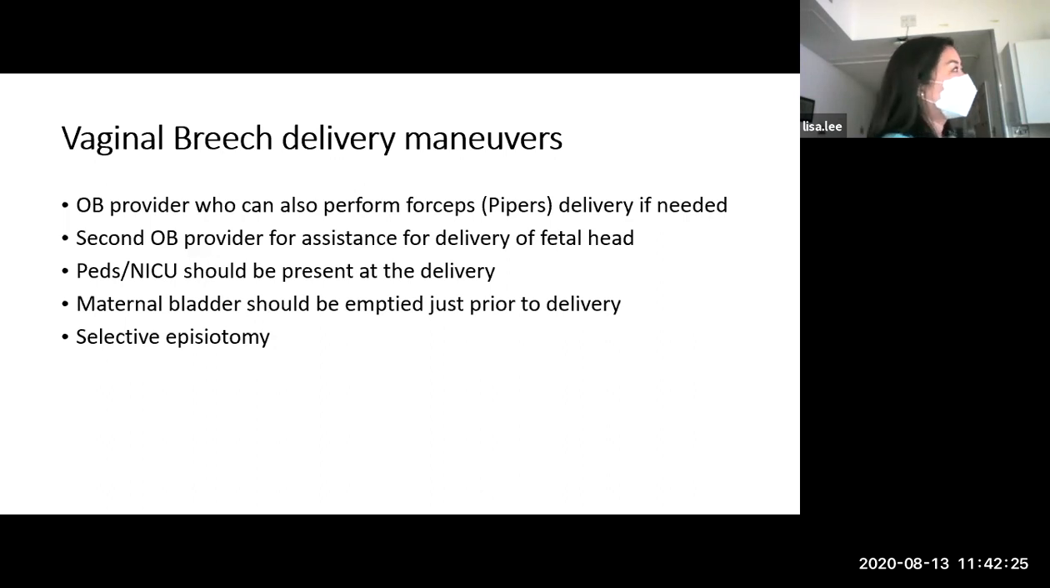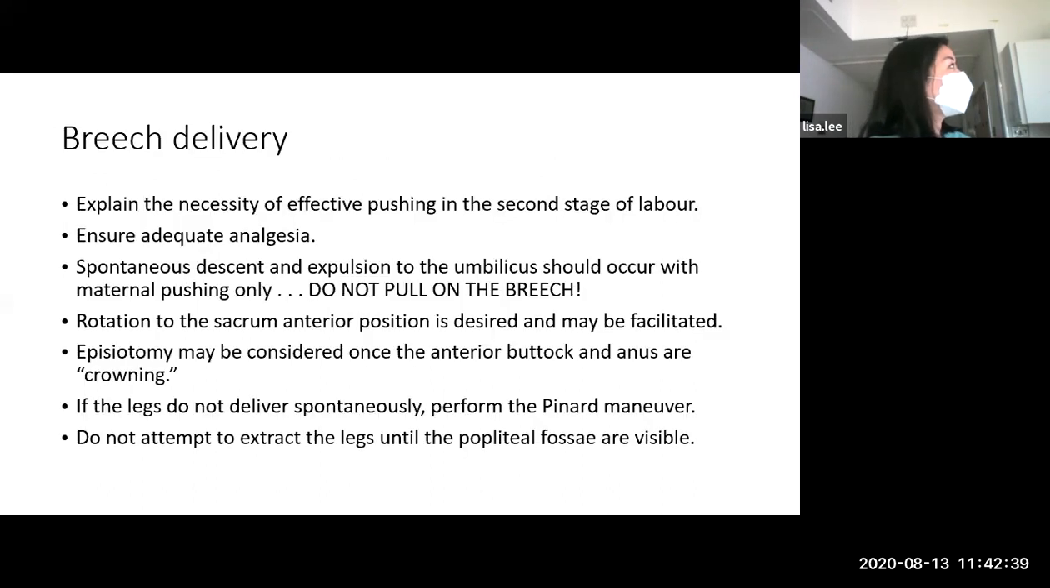You want peds NICU at delivery. You want to make sure the bladder is empty to make as much room as possible. And then consider an episiotomy if it would be helpful, but you don't have to do a routine episiotomy. Okay. So it is important that she has to be able to push, okay? So you need to explain to the patient she has to be able to push. Ideally, you want good anesthesia. And then you want her to be able to push up until you can see the umbilicus.